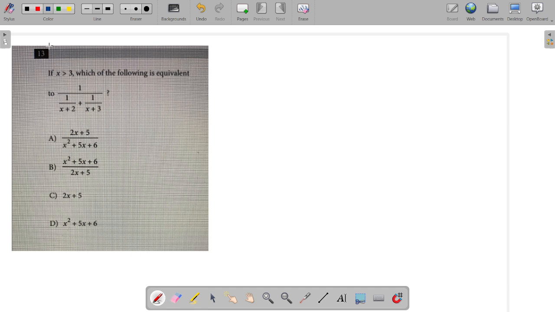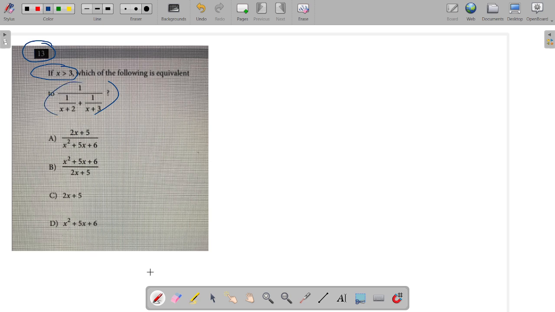I'm going to start with the first question, which is question number 13. If you take a very good look at this question, it is clearly seen that we have a fraction: 1 divided by the fraction of 1 over x plus 2, plus the fraction of 1 over x plus 3. It is clearly stated that if x is greater than 3, then we need to find an expression that is equivalent to this fraction.